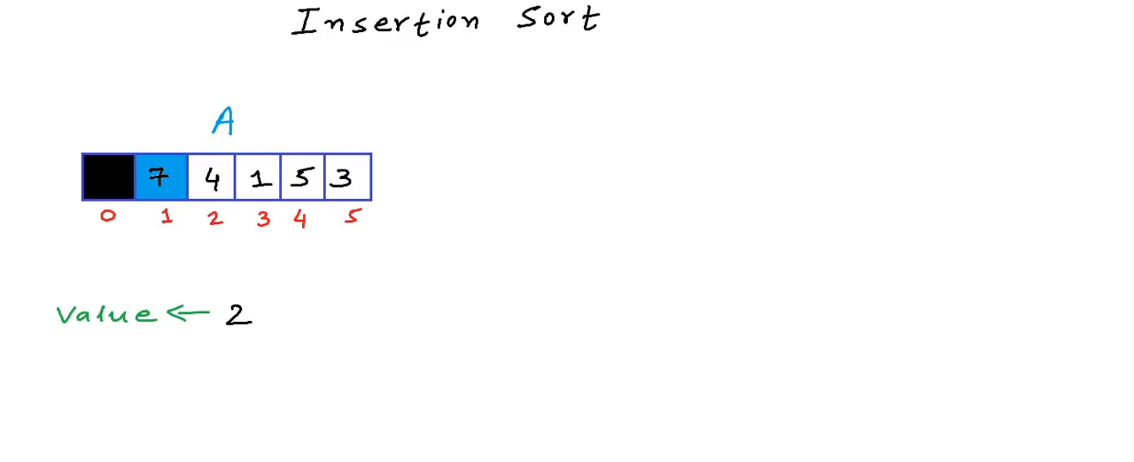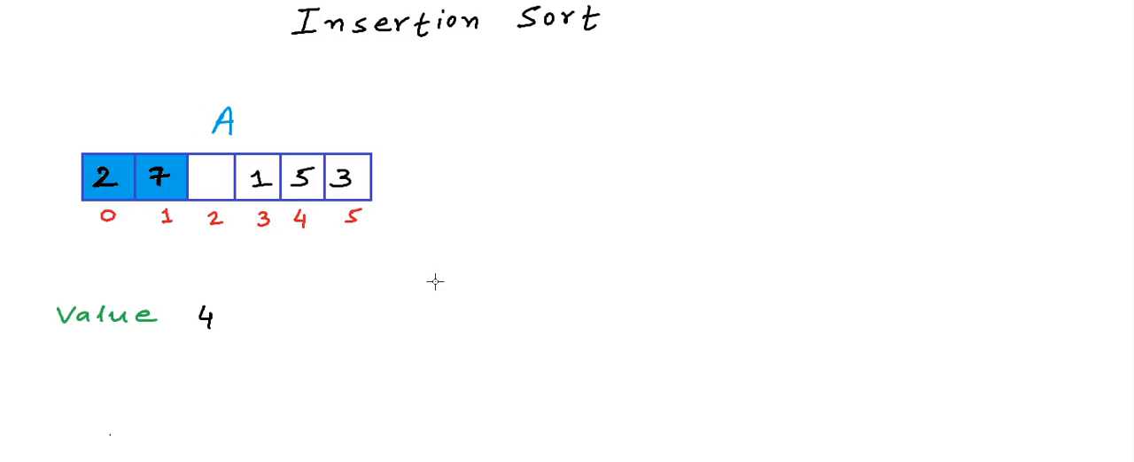We have only one element at this stage in the sorted subset, 7, which is greater than 2, so 7 will be shifted one position towards right and the hole will go to position 0. And now we will fill up 2 at position 0. We will fill up 2 in the hole, and now we are sorted till index 1.